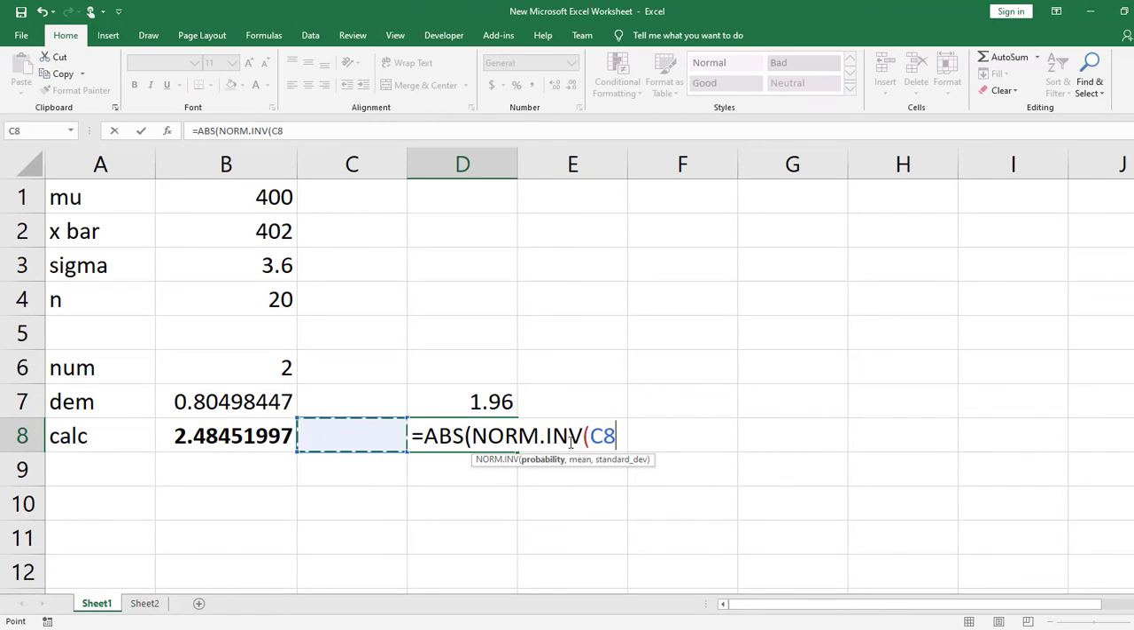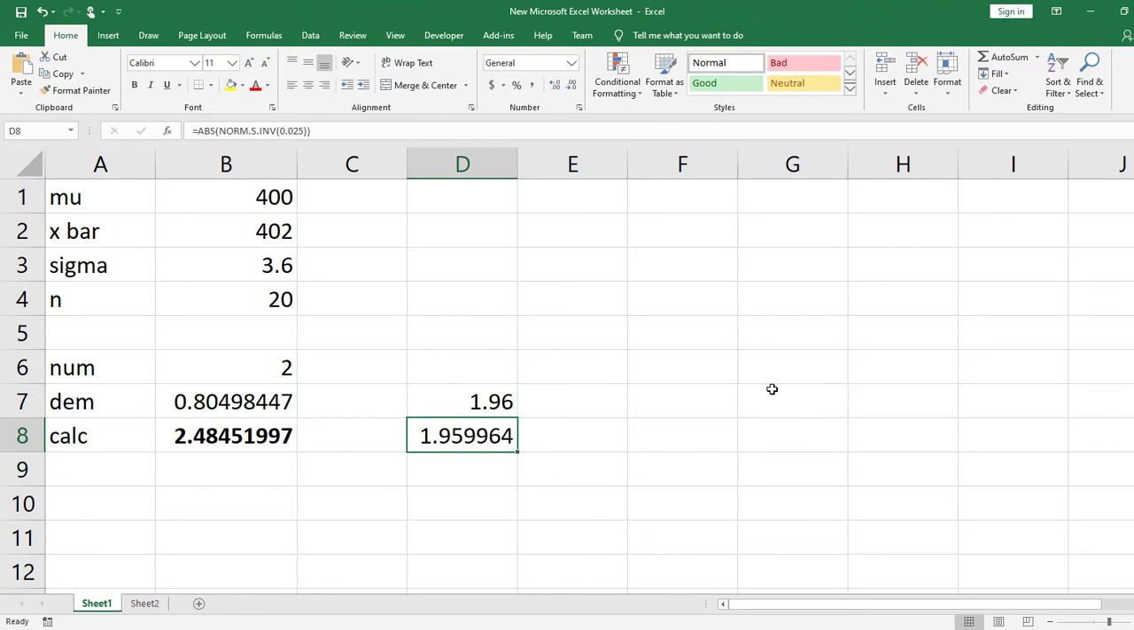Hold on, I wanted to do this standard. That makes things a little easier. Divided by 2? So you're right. So alpha for 95% is 0.05. We divide it by 2. We get 0.025. There we go. And we get 1.96.